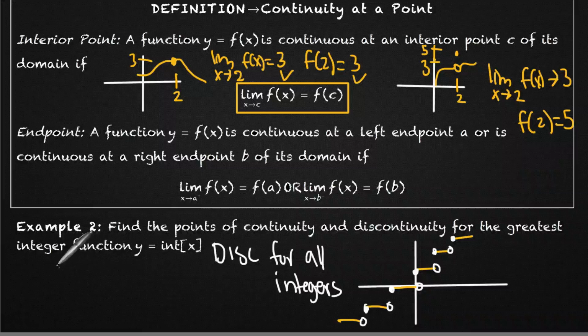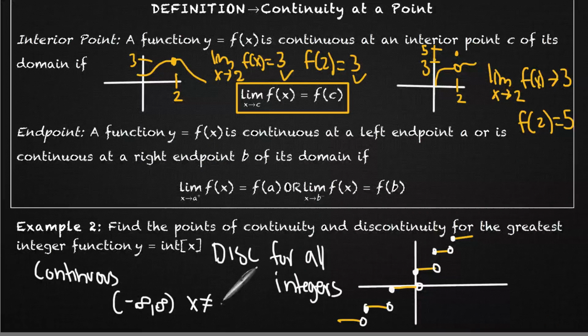And you'll say that it is continuous from, I guess you could say, negative infinity to infinity, x not equaling integers. I think that's a decent way of writing it. I think they should accept that. So it's continuous, no problem, but it's not continuous at the integer values.